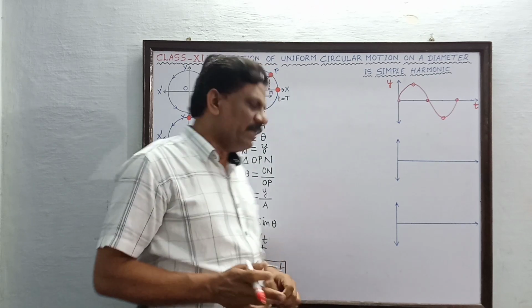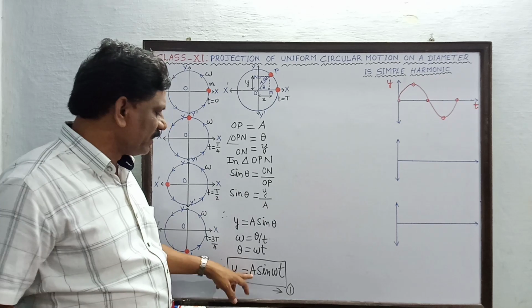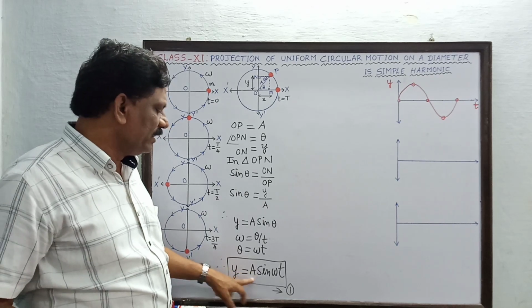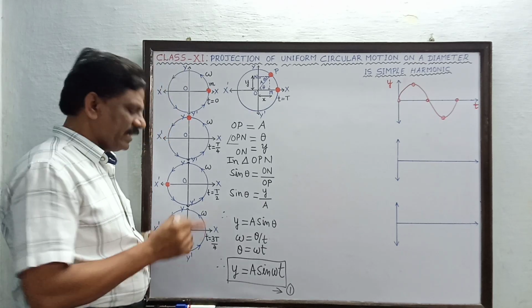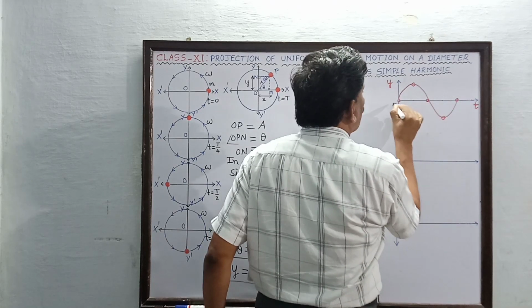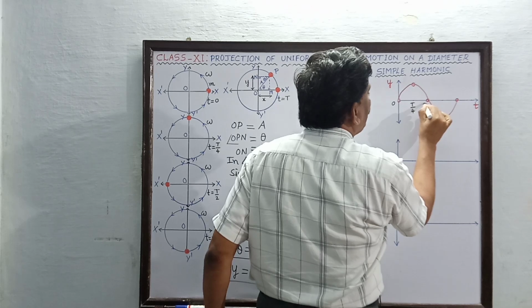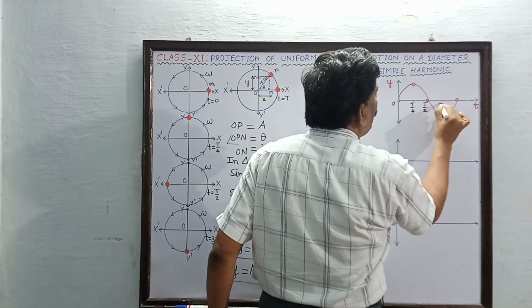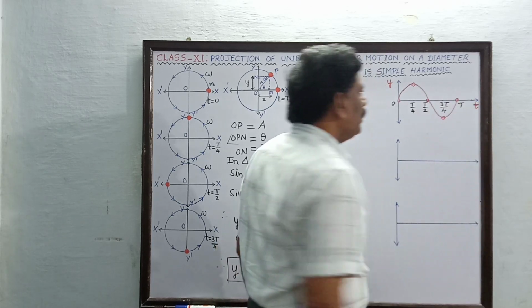Since we represent the displacement of the particle in this uniform circular motion by the equation a sin omega t, we can say that it is a simple harmonic. So I can also represent this in terms of time. This is time t equal to 0, this is T by 4, this is T by 2, this is 3T by 4, and this is after 1 period.